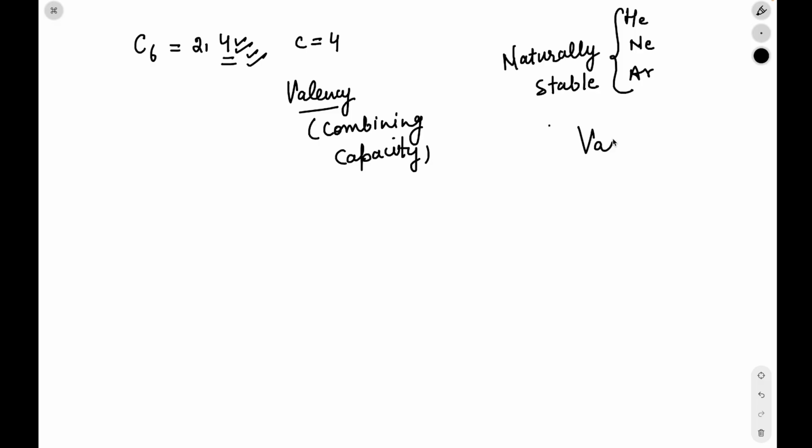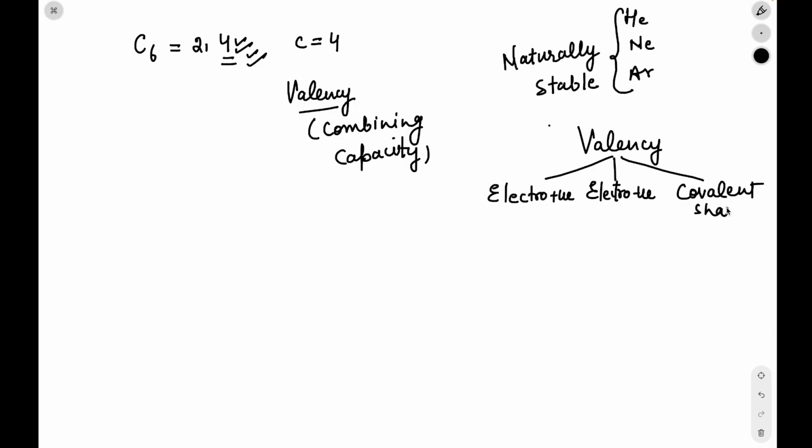So here are 3 different types of atoms which tend to get stable by losing, gaining or sharing their valence electrons. First is electropositive atom. Second is electronegative atom. And third is covalent sharing.